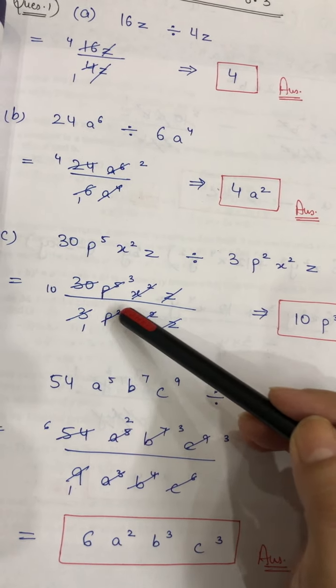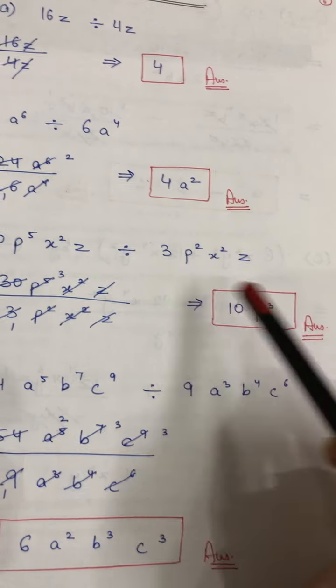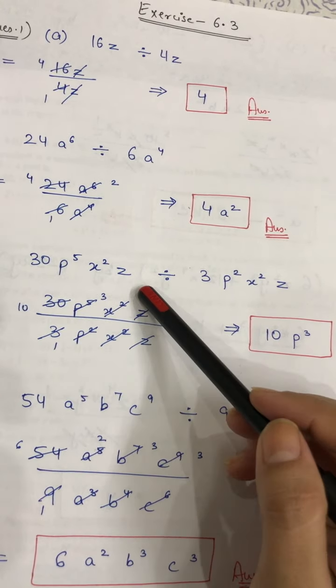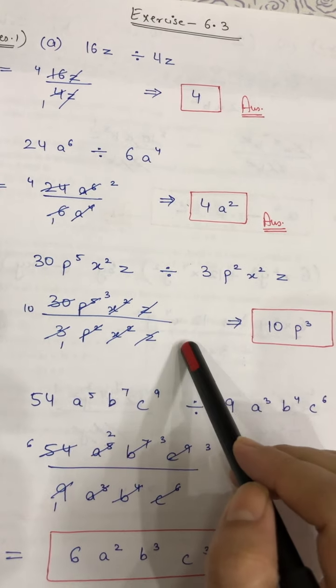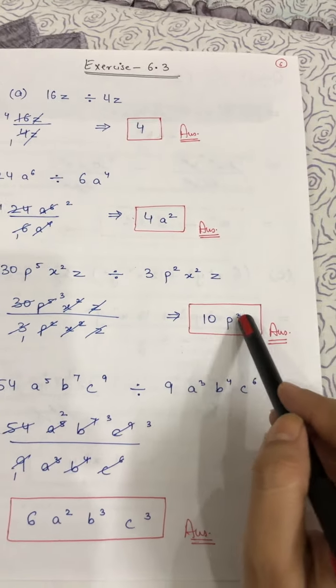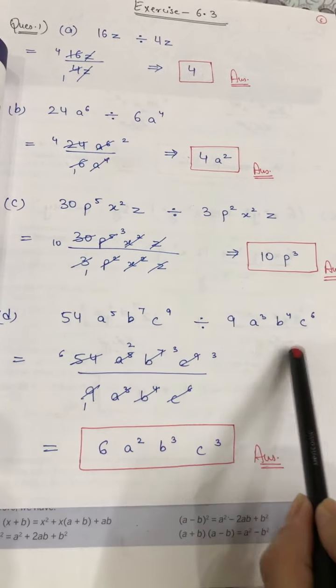P⁵ and P² will get cancelled. What is left? 5 minus 2, P raised to power 3 is left. X² will get cancelled. Nothing is left. Z and Z will get cancelled. Nothing is left. So the answer will be 10p³. Alright, so in this way, this is your part number D.